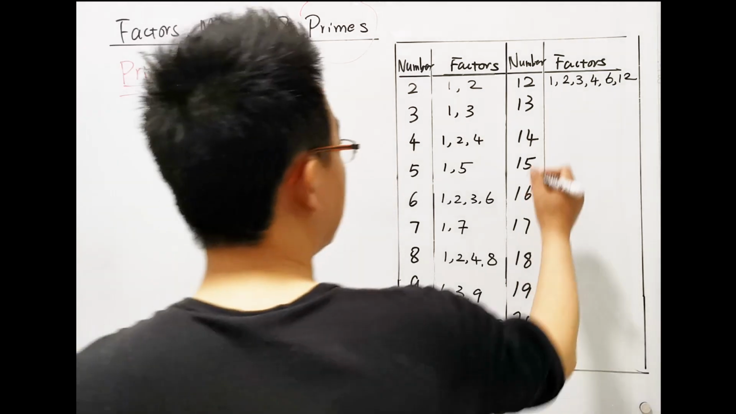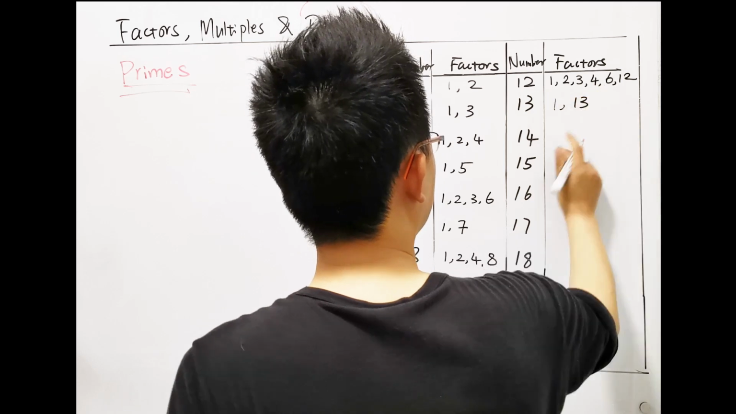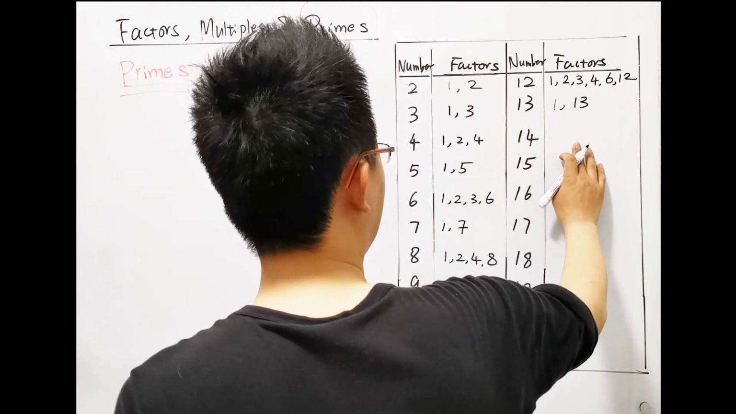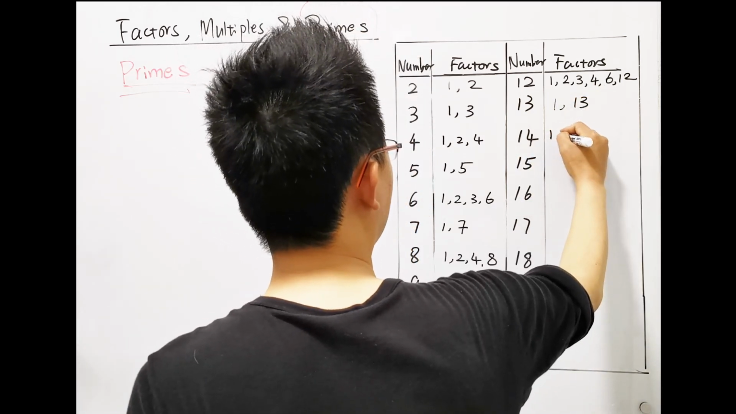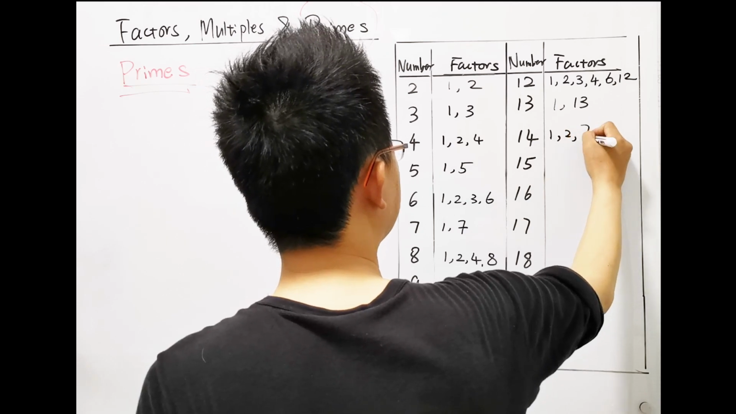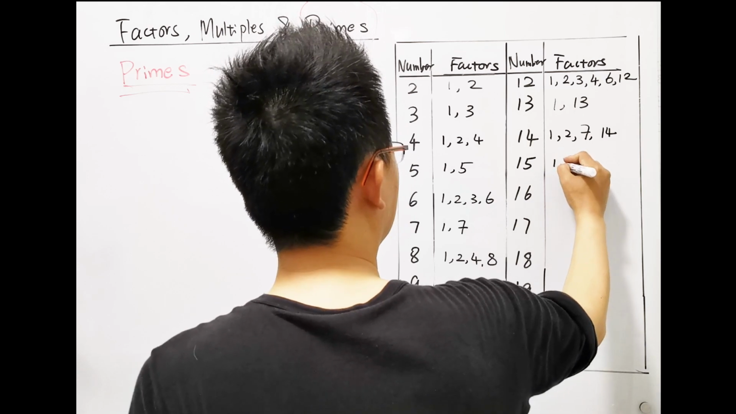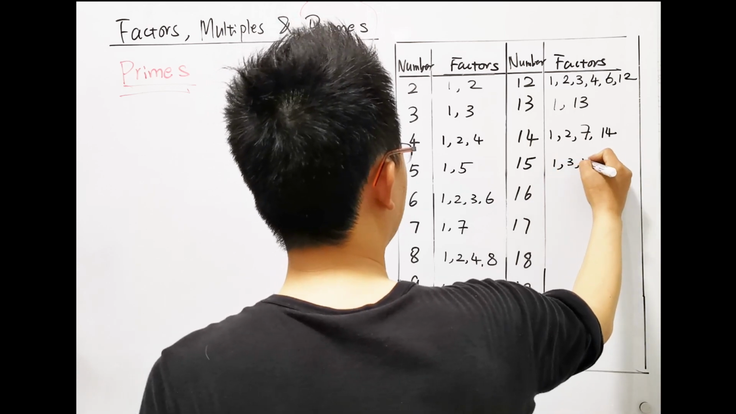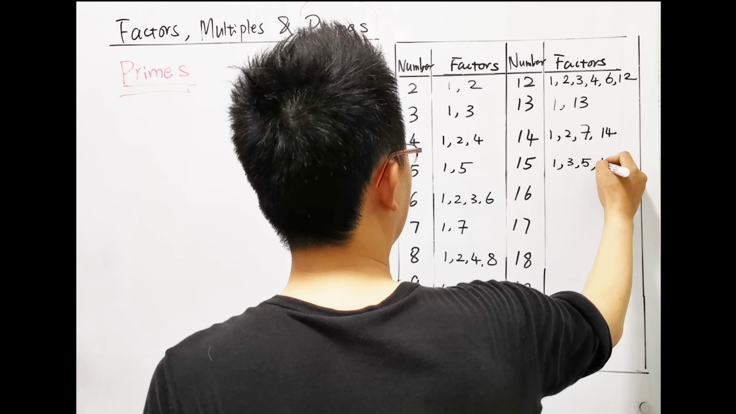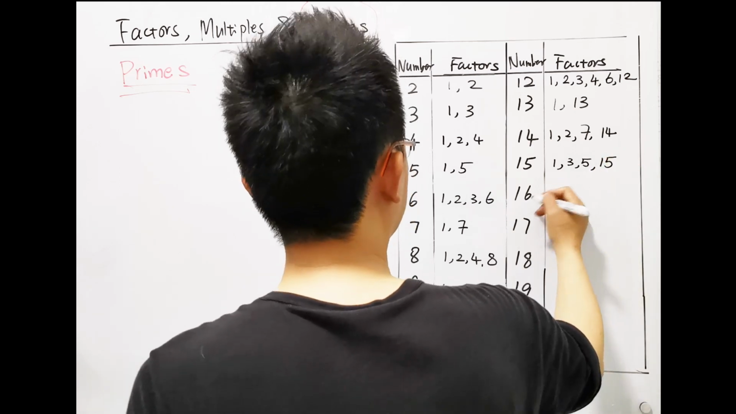How about 13? 13, we have 1 and 13, right? How about 14? 14, how many factors do we have? We have 1, definitely. Then we have 2, right? Then we have 7, right? Then we have 14, right? Okay, what about 15? 1, 3, yes. 5, yes. And 15 itself, right? This one has more.